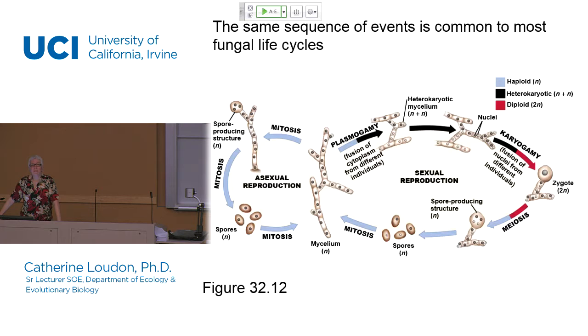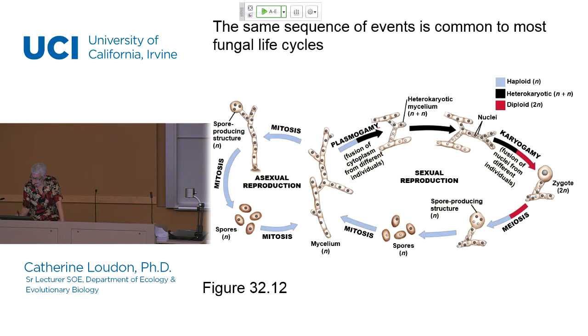This is figure 32-12 from your textbook and is a representation of many of the events that occur during a fungal life cycle, although not all of these occur in every fungal life cycle, and there are variations. I hope that you do take time to walk through some of the other life cycles. That'll make much more sense to you when you compare this more generic life cycle with some of the more specific ones. You'll see variations on the theme.